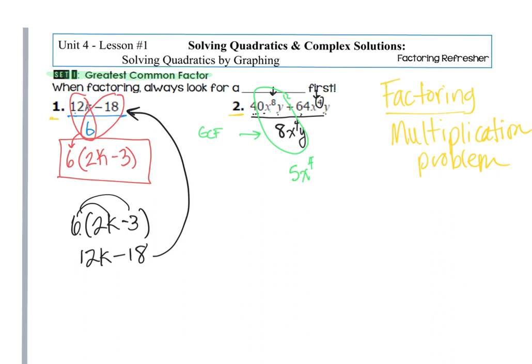Then we move on to our second term. 64 divided by 8 is 8. X to the 4th, taking out x to the 4th, there's no more x's left. Y take away y, the y's are gone. So 5x to the 4th plus 8 is what goes inside the parentheses. My GCF always goes on the outside: 8x to the 4th y. Again, I could distribute this back out and I would get back to my original problem, and that would be a way to check to see if I've done it correctly.